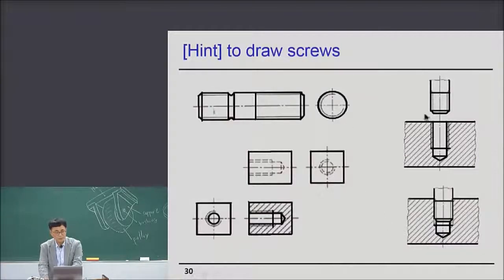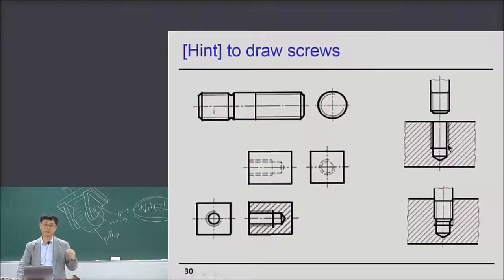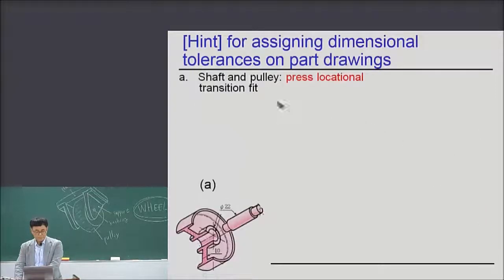Okay? Now this is how to draw screws. I explained it in the previous lectures. So the thin line represents the thread. Okay? So now you have to assign dimensional tolerance on part drawings.